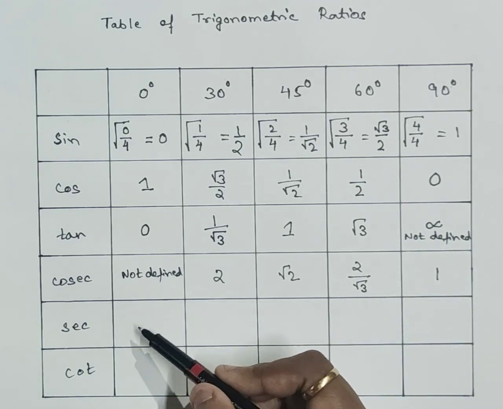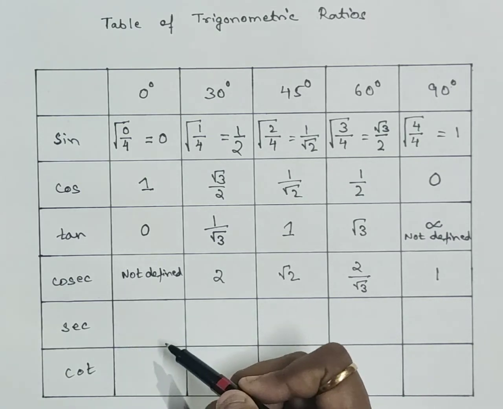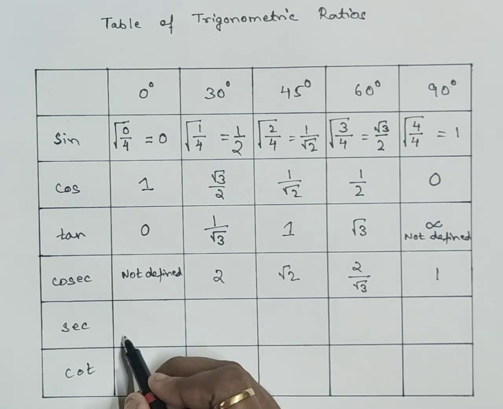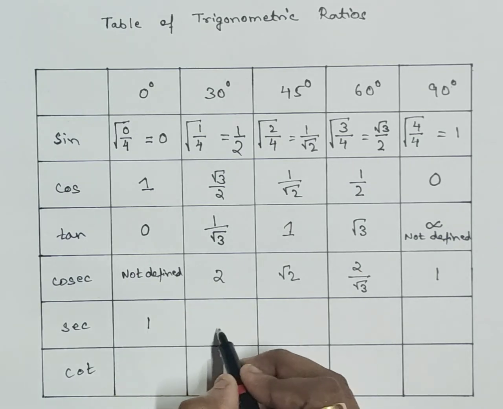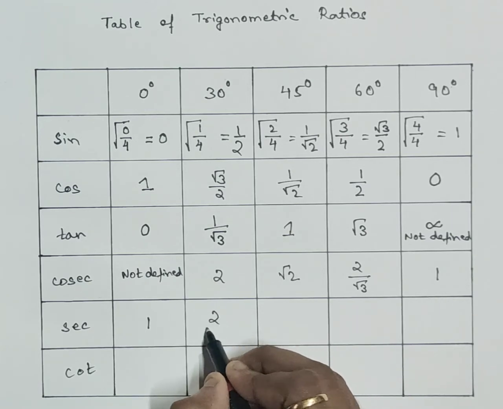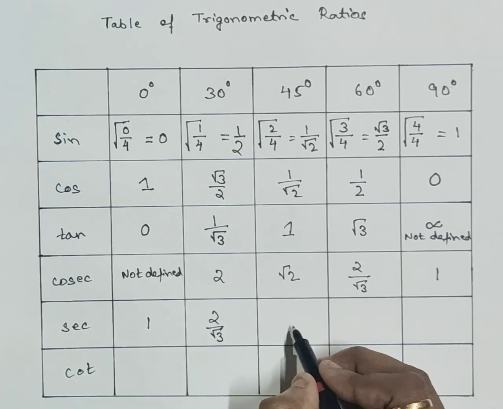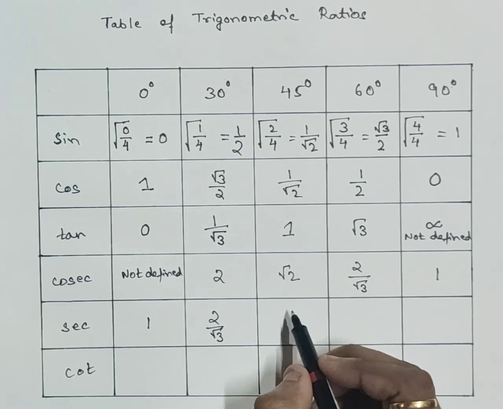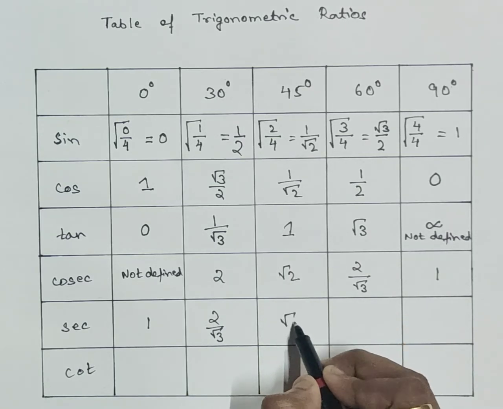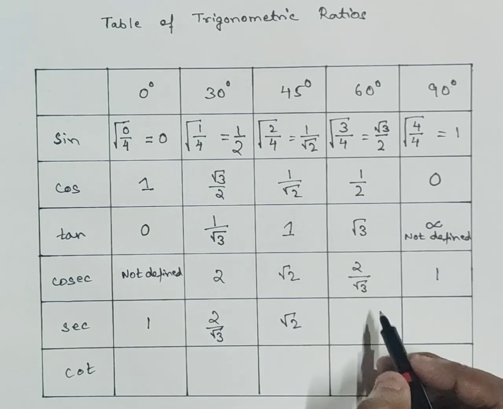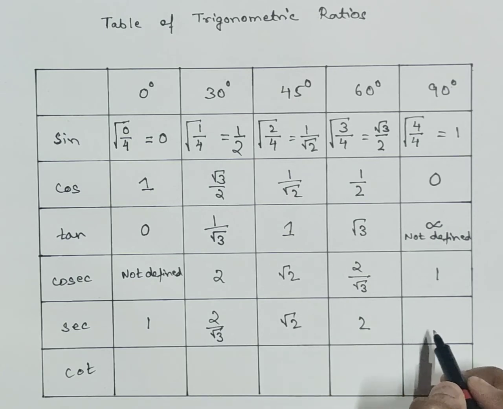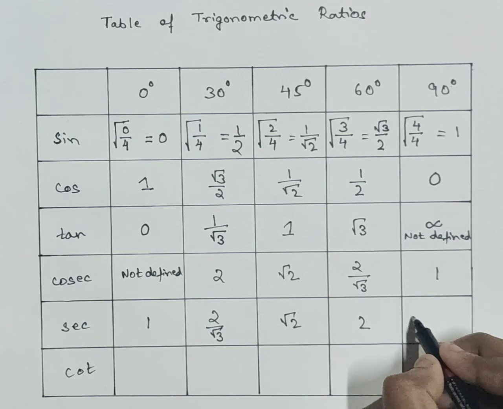Similarly, sec 0 degree will be the reciprocal of cos 0 degree. Therefore, sec 0 degree will be the reciprocal of 1, that is 1. Sec 30 degree will be the reciprocal of root 3 by 2, that is 2 by root 3. Sec 45 degree will be the reciprocal of cos 45 degree, that is root 2. Sec 60 degree will be the reciprocal of cos 60 degree, that is 2. Sec 90 degree will be the reciprocal of cos 90 degree, that is not defined.